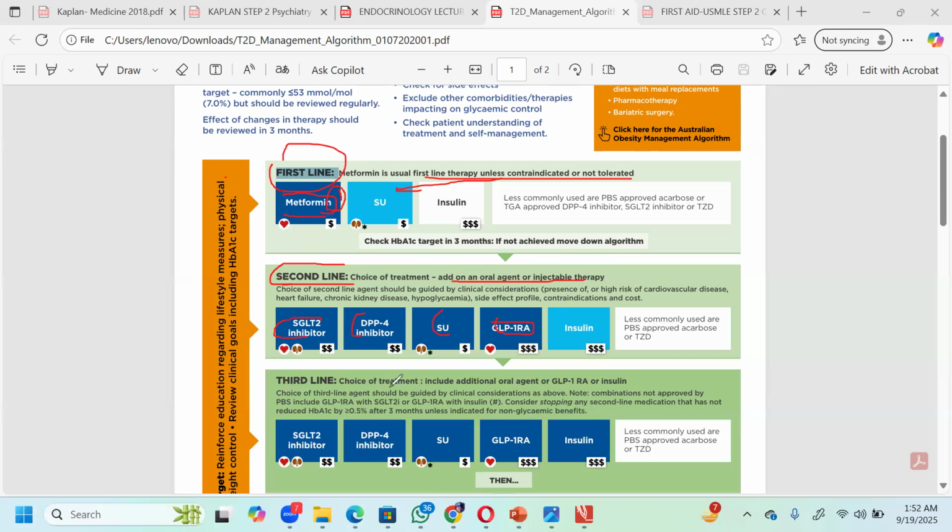And third line drugs. If two drugs are ineffective, then we will go for triple therapy, including metformin, SGLT2 or DPP4, for example, and with two of the drugs added, add a third drug from a third class. For example, we added metformin and SGLT2. Now we will add DPP4 if the patient has no comorbidity, or sulfonylureas, or GLP-1, or insulin. So this way you have to choose the drug.